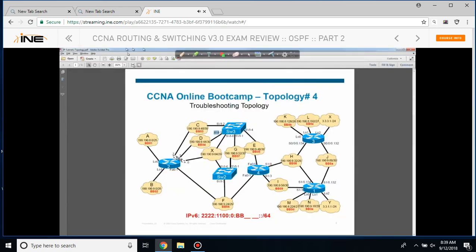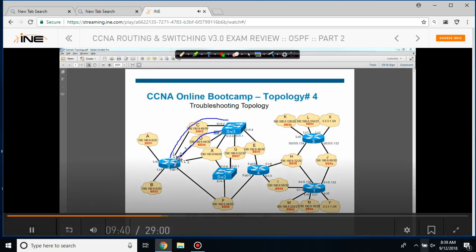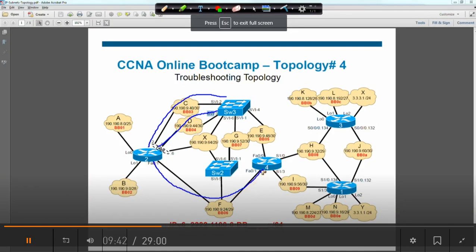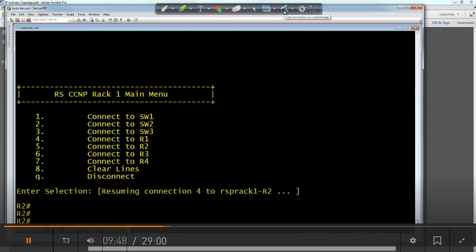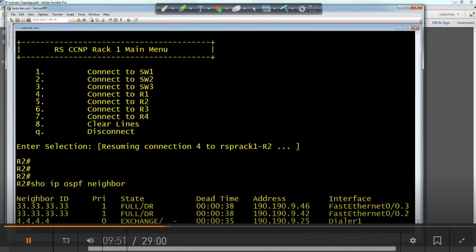I believe we should have a neighbor relationship with switch 3 across here, a neighbor relationship with switch 3 across here, and a neighbor relationship with router 4 across here. So yep, we should have 3 neighbor relationships. And we do.